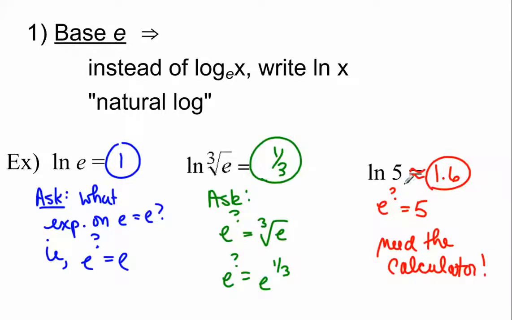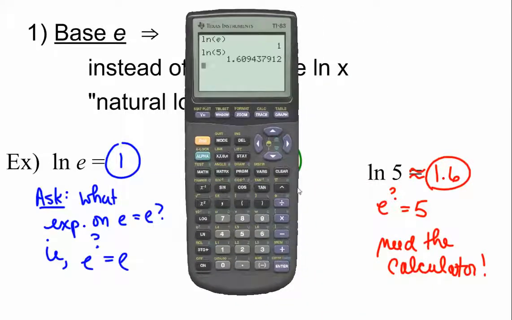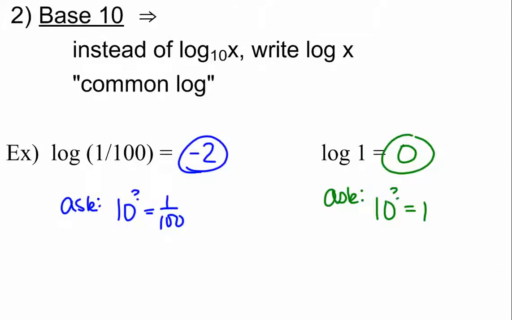If it's ln of 5, I'm asking e, because it's ln, e raised to what power is 5? Well, e was that 2.718 number. I don't know what the answer would be. So on the ones that you can't do just by looking at them, you want to go ahead and grab your calculator, do ln of whatever it is, and put it in, and you get your answer, which we're going to have to round. The other special case is base 10.